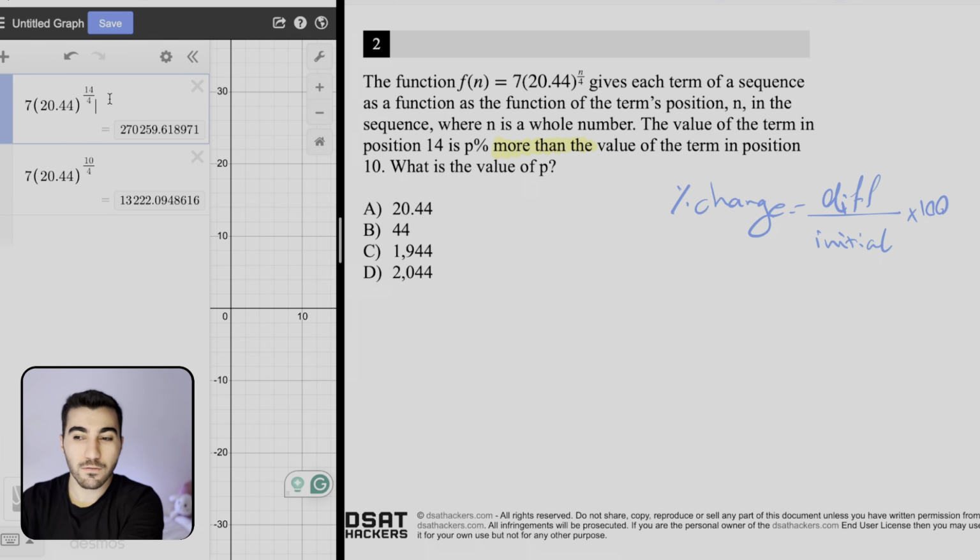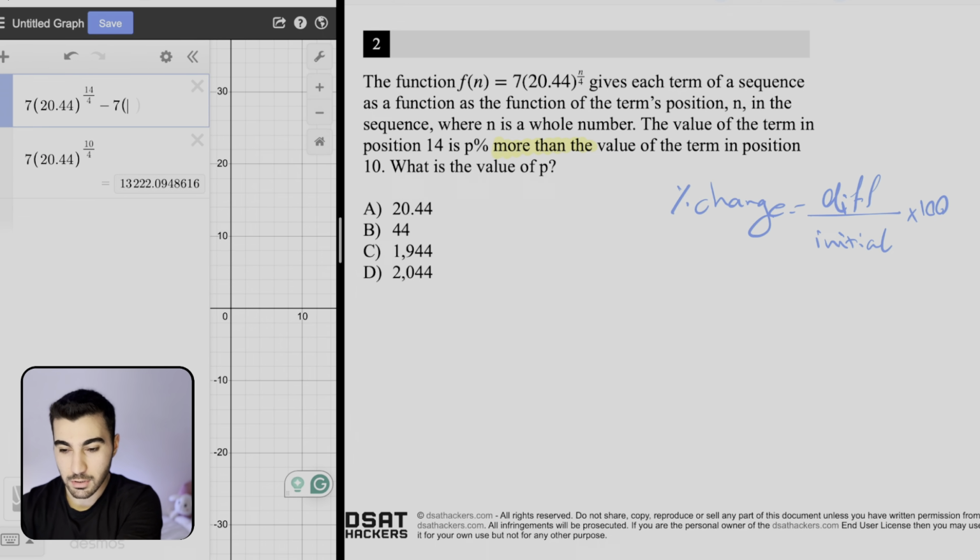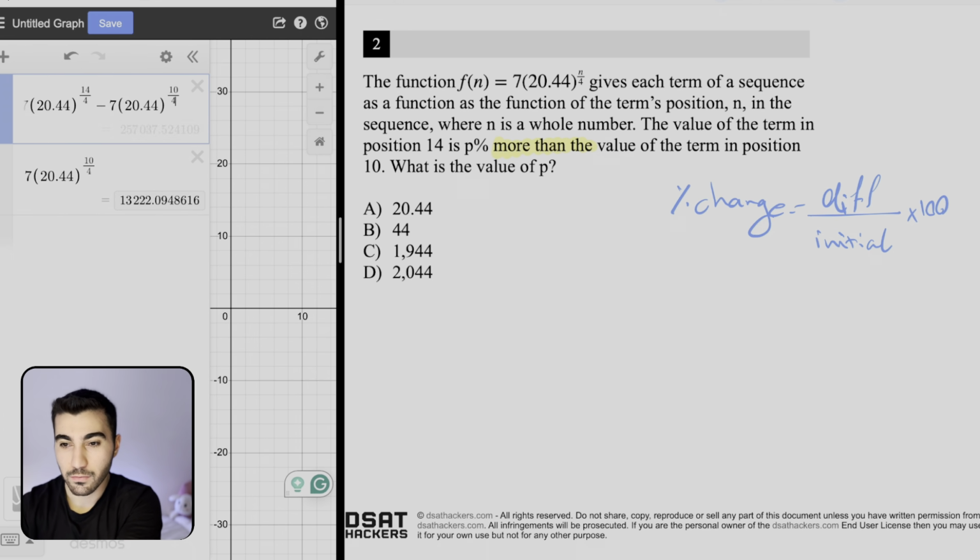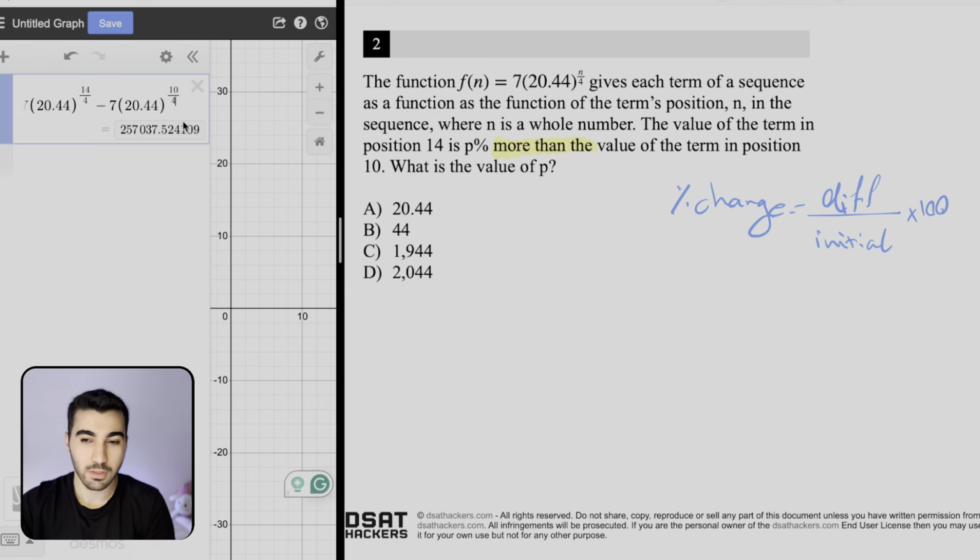So if you want to find the difference between these two numbers, I'm going to find the difference between these two expressions. So I'm going to basically take this and put it here, okay? So I'm going to say negative 7 times 20.44 to the power of 10 over 4, right? Now this is the difference between numbers, okay? The correct way, the most correct one. So this is the difference.